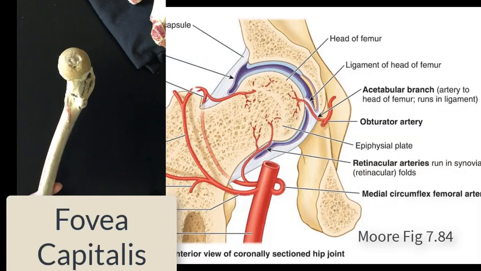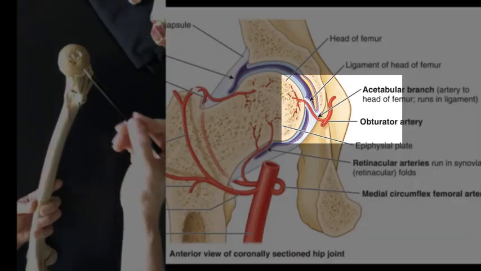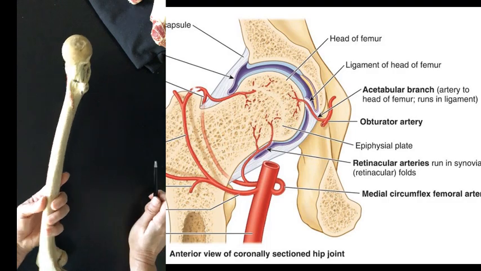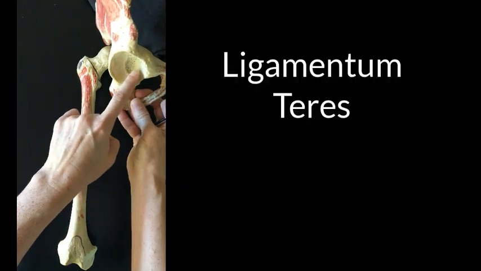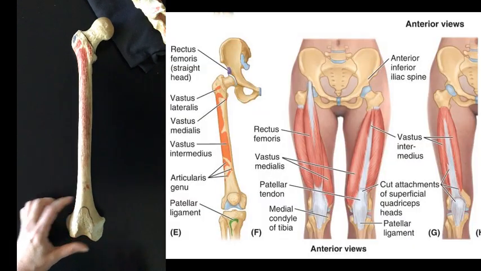In the femoral head, which is obviously usually covered by cartilage, there's a small depression here called fovea capitis, and that's where the blood supply enters the femur, and also a ligament, ligamentum teres, which joins the femur into the acetabulum, arises. And that's the anterior surface of the femur.